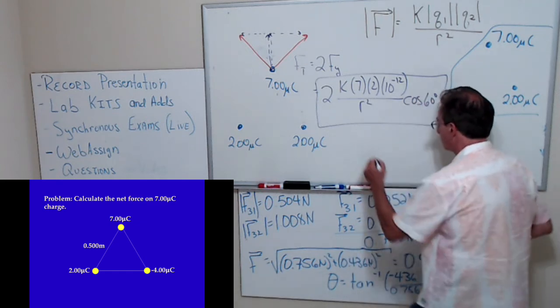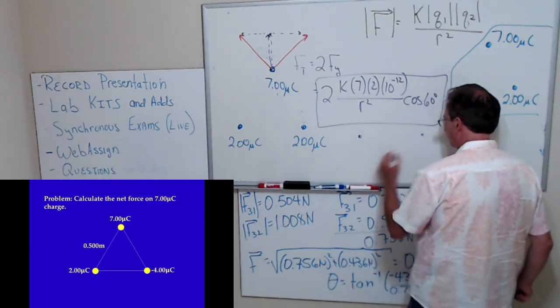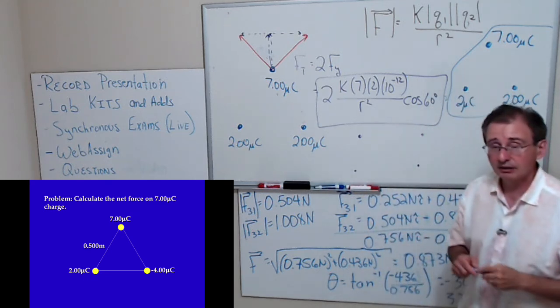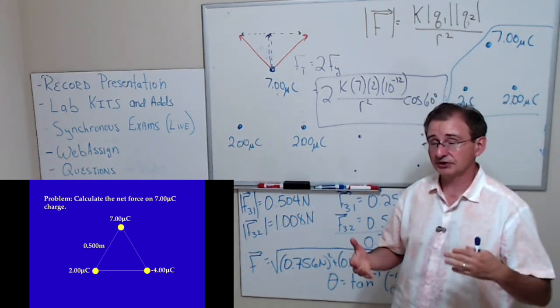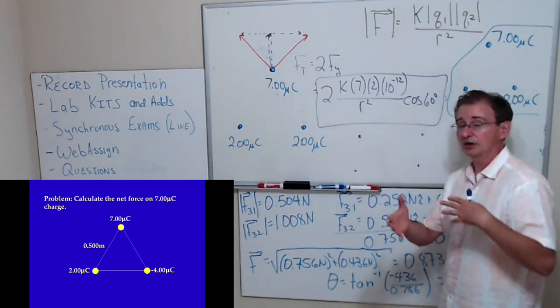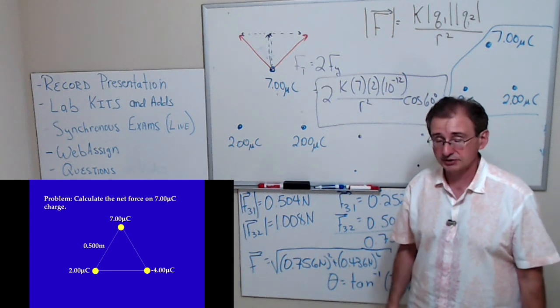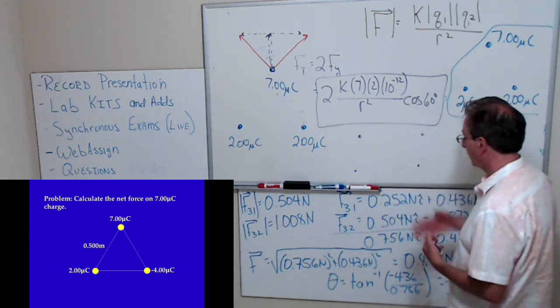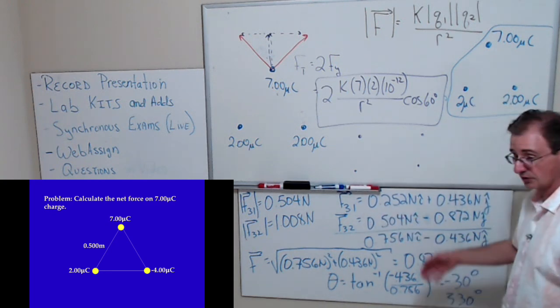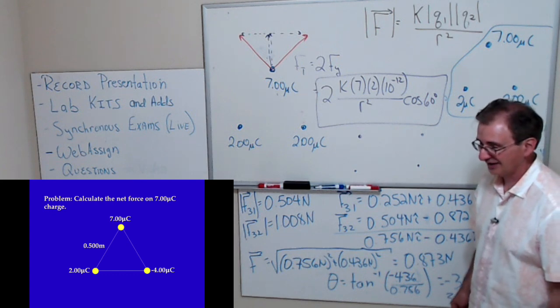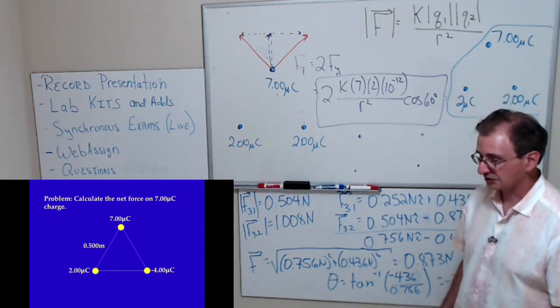If you have four of them, for example a square, take advantage of symmetry. Say, because the distances are the same and the charges are the same, you can eliminate some components. That will make life a lot easier for you. Otherwise, if you have four of them, you have to go through this four times. It's a lot more work, sorry. Okay? All right, so I'll stop here.